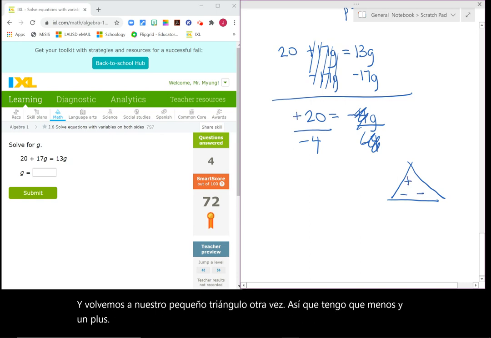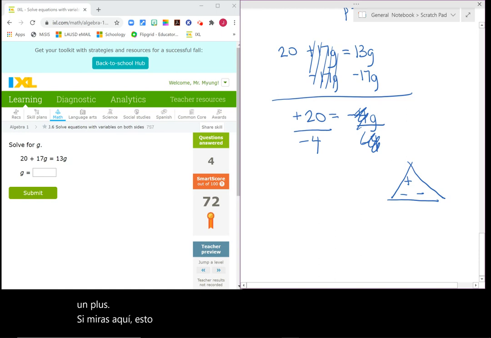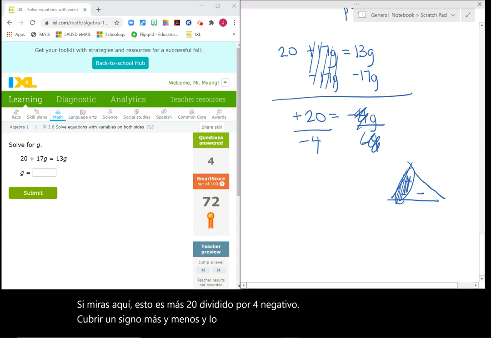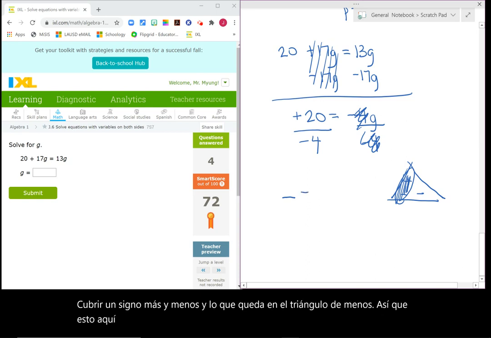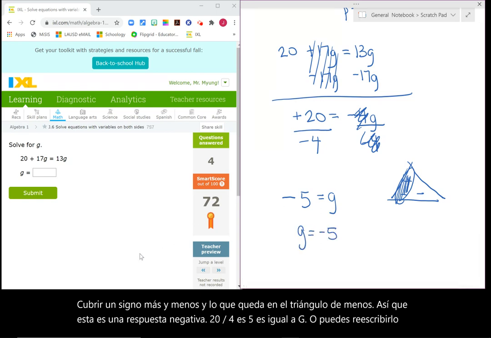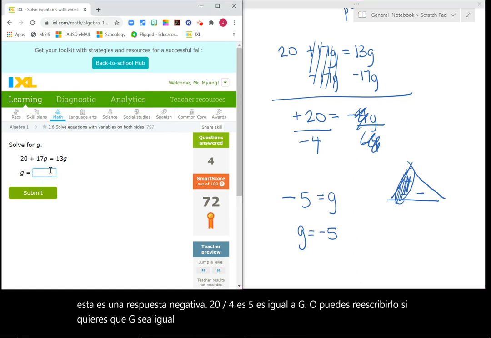If you look here, this is plus 20 divided by negative 4. Cover up a plus and a minus sign, and what's left over in the triangle? A minus. So this here is a negative answer. 20 divided by 4 is 5 equals g. Or you can rewrite it if you want as g equals negative 5. Go ahead and submit that in our IXL. Click submit, and there we go.